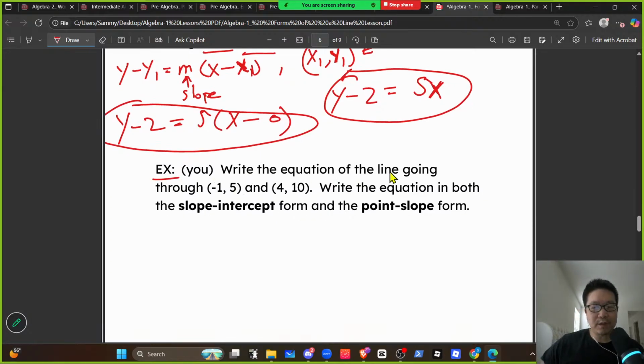All right, your turn. It says write the equation of the line going through (-1, 5) and (4, 10), and write the equation in both slope-intercept and point-slope form. So notice how it's not giving you a slope, but it gave you 2 points. Are you able to figure out the slope using the 2 points? Yeah. So there's a hint. I want 2 equations, one in slope-intercept form and one in point-slope form. It's giving you 2 points on the line, which would allow you to solve for the slope.